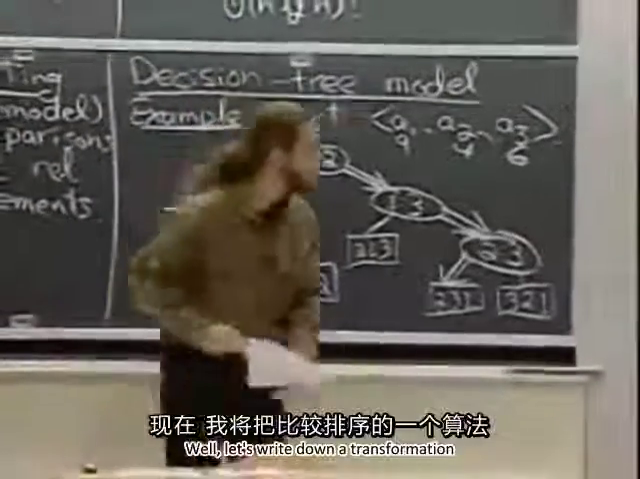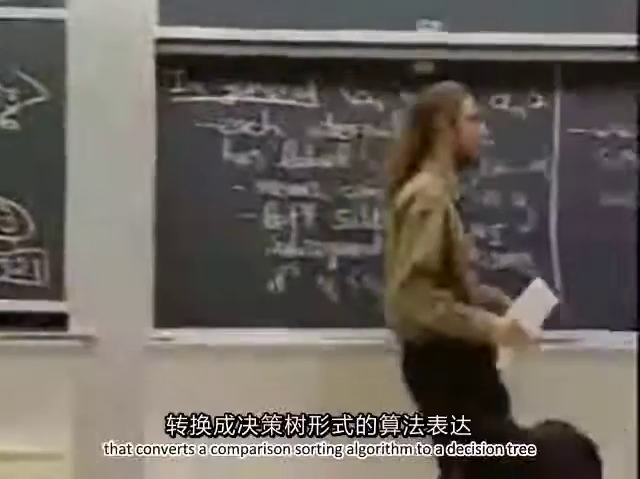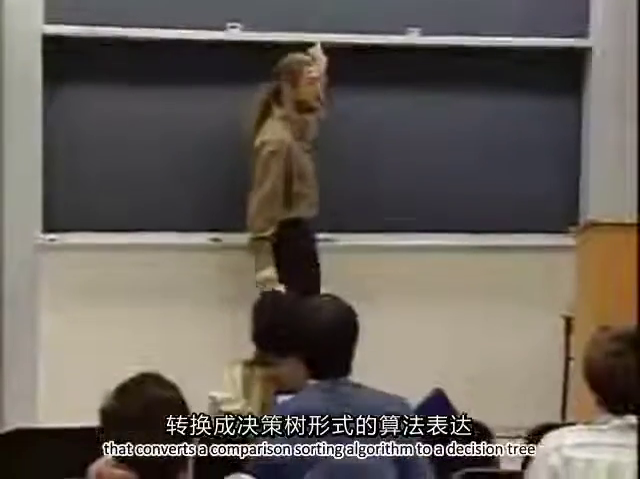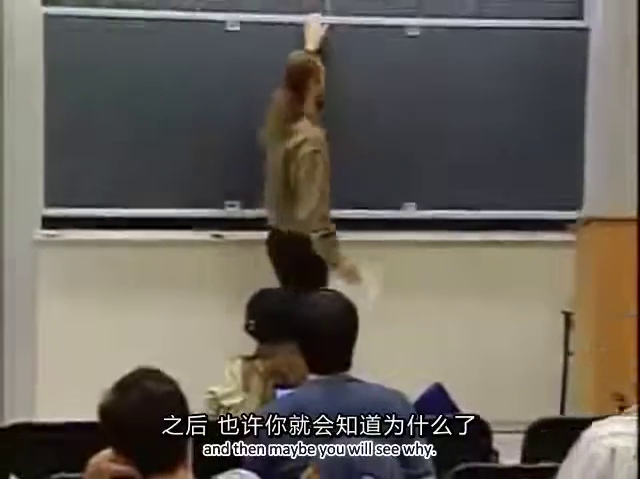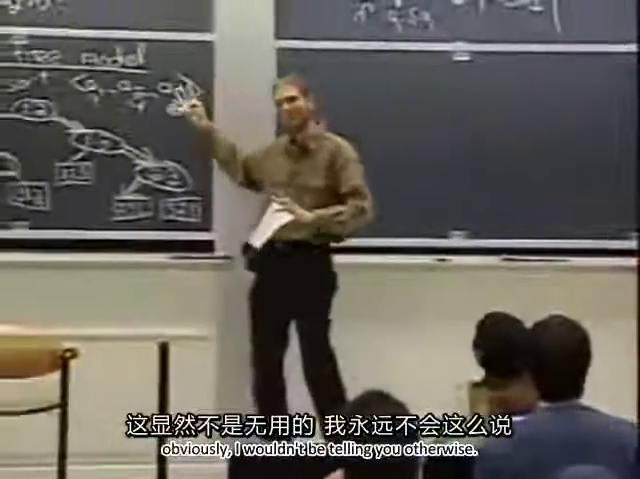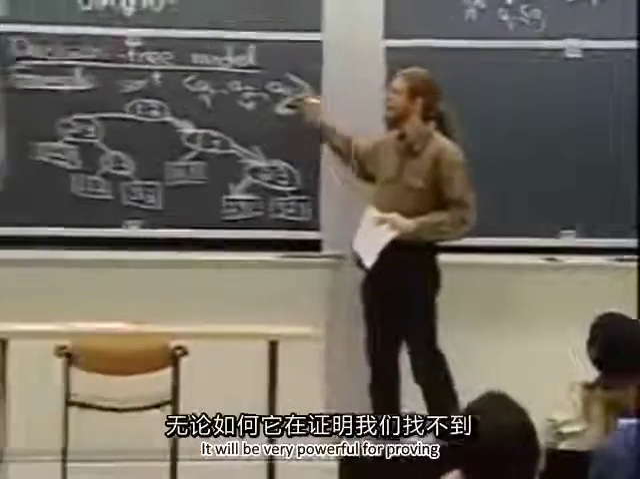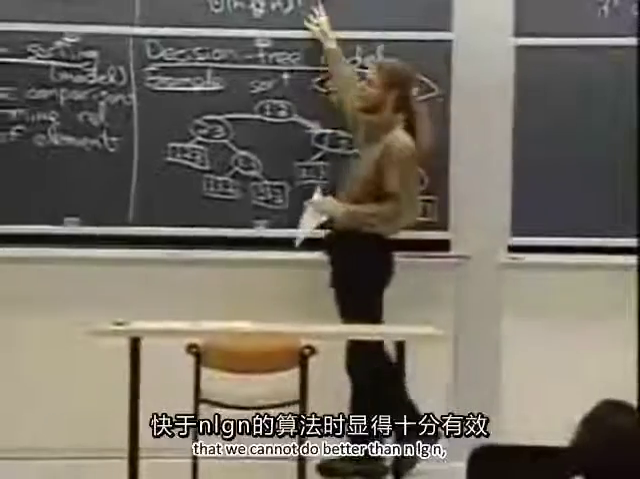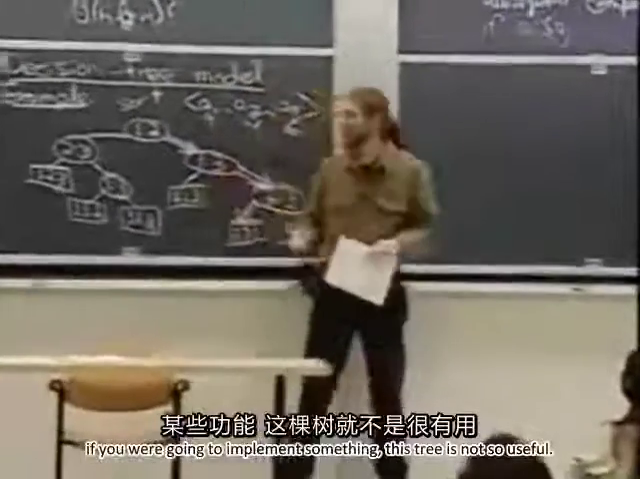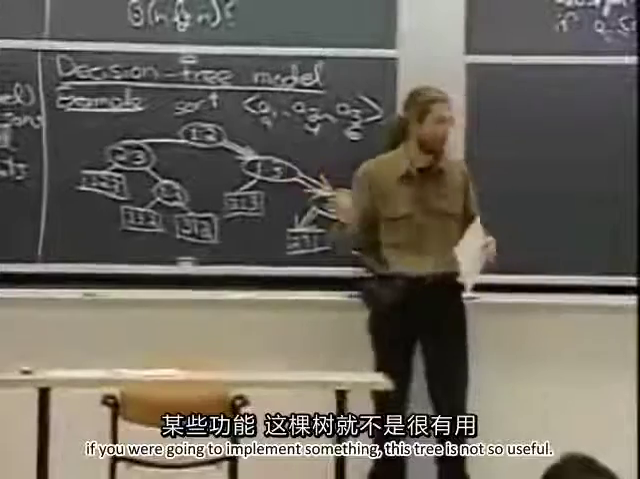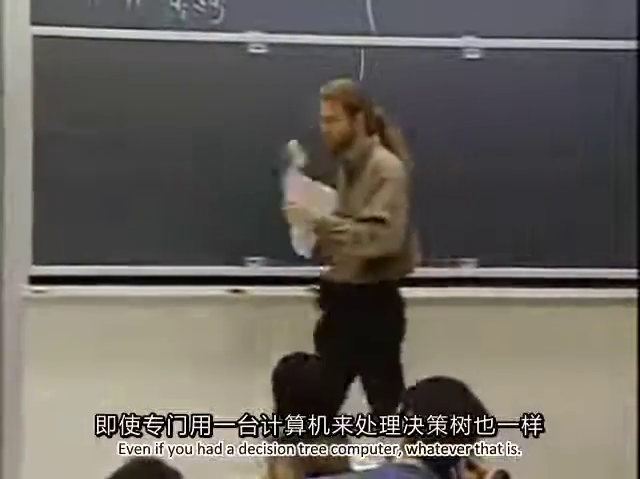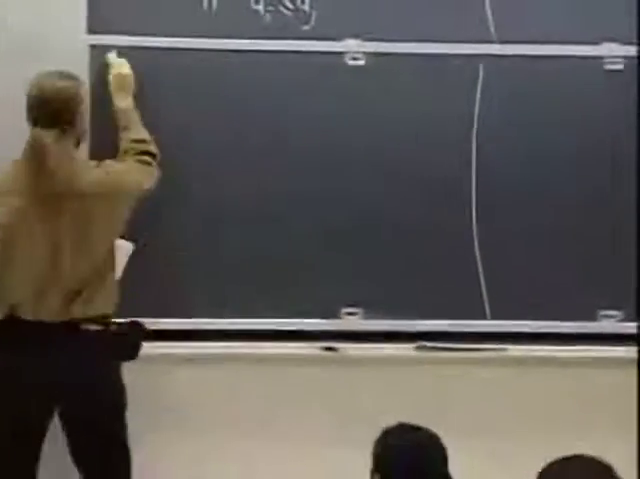Okay, well, let's write down a transformation that converts a comparison sorting algorithm to a decision tree. And then maybe you'll see why this is not a useless model. Obviously, I wouldn't be telling you otherwise. It will be very powerful for proving that we can't do better than n log n. But as writing down an algorithm, if you're going to implement something, this tree is not so useful. Even if you had a decision tree computer, whatever that is.